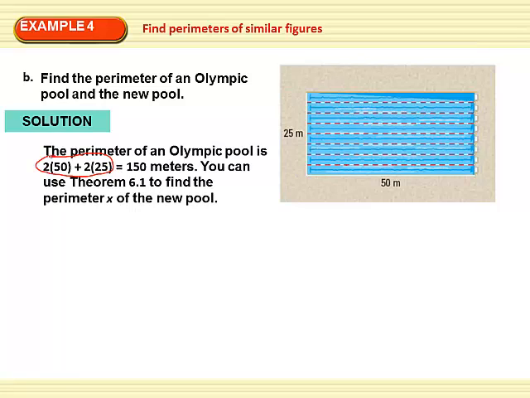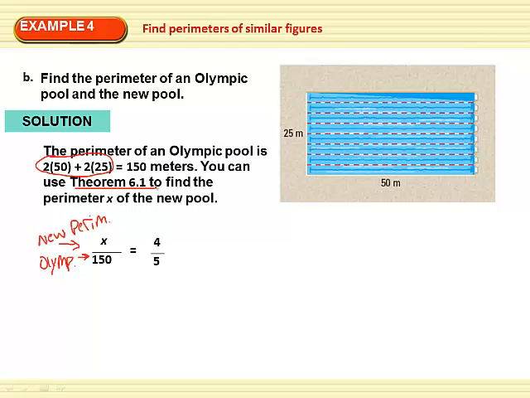So now, what you can do is you can set up a proportion. Since we know that x is to 150, because this is the new perimeter, to the Olympic perimeter on the bottom. Now it's saying use theorem 6.1.